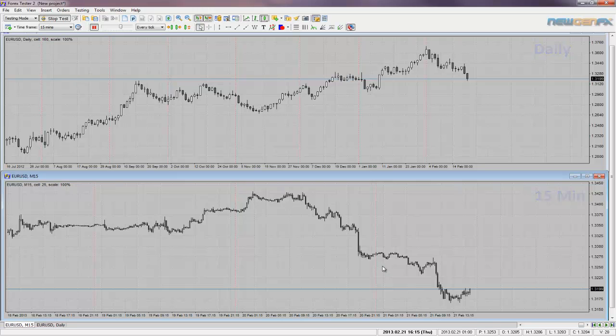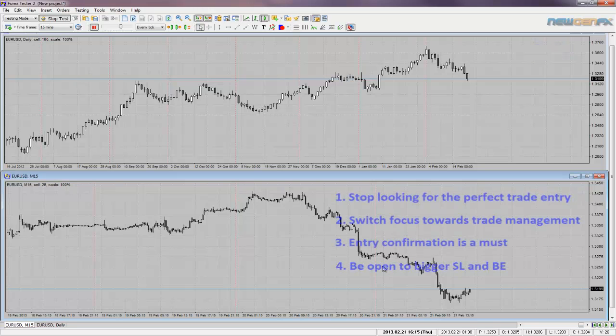So that pretty much covers it off, guys. How I would treat working on my trade entries. The 4 points: the entry is not a perfect science, got to take that into account. Switch focus towards trade management and not the entry itself. Thinking bigger pips in the trade, the entry will basically, you'll find, take care of itself.